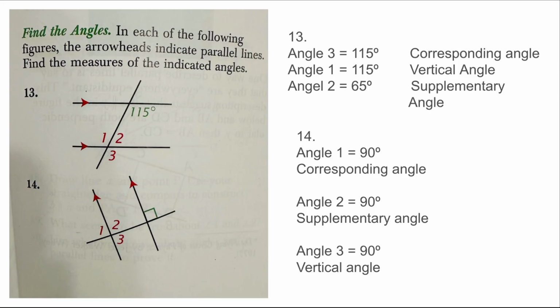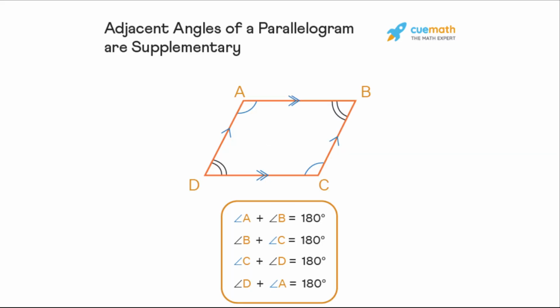And we are going to move on. Let's talk about a parallelogram and the angles within it. So a parallelogram means that there are 2 sets of parallel lines. We have the top and bottom are parallel. That's why it has 2 little arrowheads. And the left and right lines are also parallel.